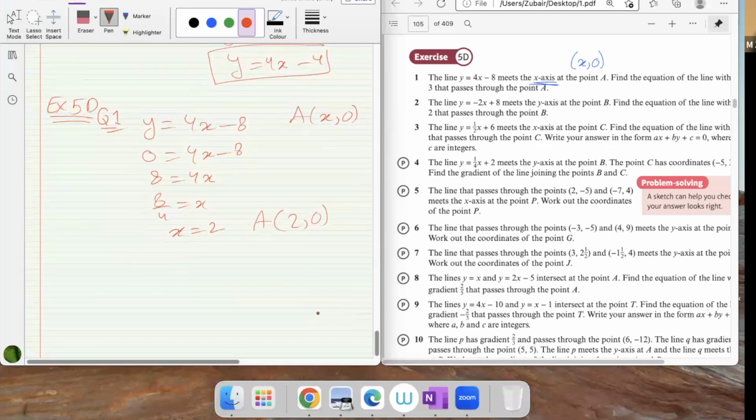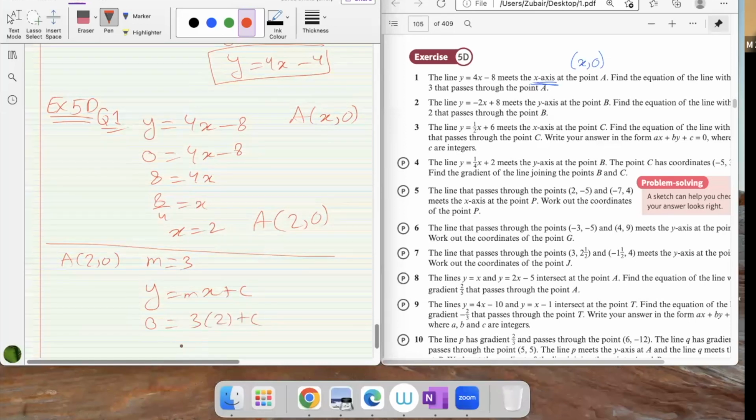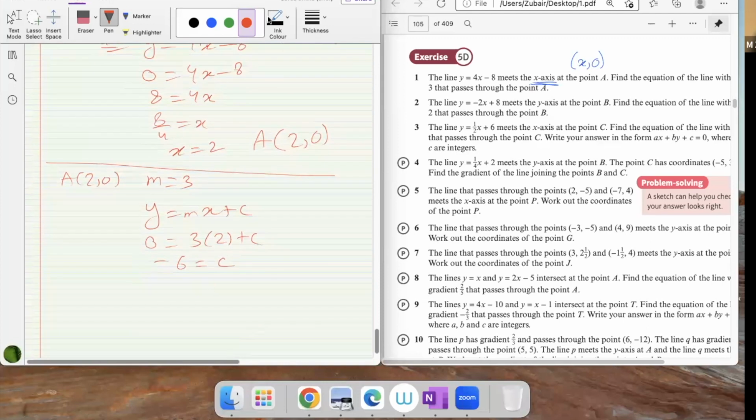Now I know the point and I know the gradient. Point is 2 comma 0 and gradient is 3. So y is equal to mx plus c. Plug in the values. Y is 0, gradient is 3, x is 2 plus c. So c is equal to minus 6. Always rewrite the equation. Y is equal to 3x minus 6. This is the equation of the missing line.